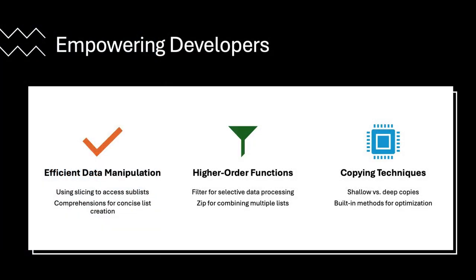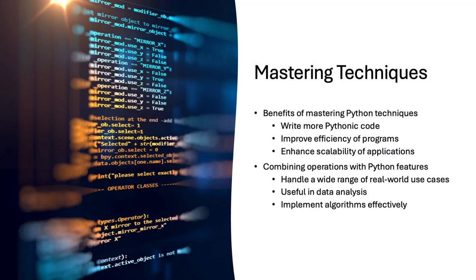Advanced list operations in Python allow for efficient data manipulation. Techniques include slicing, comprehensions, and higher-order functions like filter and zip. Understanding shallow versus deep copies and using built-in methods can optimize your code. Mastering Python techniques helps you write more efficient and scalable programs. By combining these operations with Python features, you can handle various real-world use cases, including data analysis and algorithm implementation.